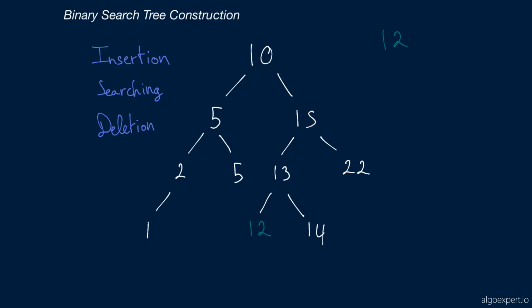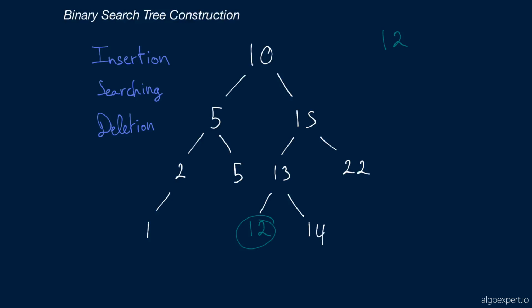And once again, we can eliminate this entire left subtree. So now we move on here. We compare 15 to 12. This should ring a bell because this is literally identical to what we did with insertion. 15 is greater than 12, therefore we eliminate this entire right subtree. Now we move on to 13. 13 is greater than 12, so we eliminate this entire right subtree. And then finally we get to 12, and 12 is equal to 12. That's the value; we have found it.